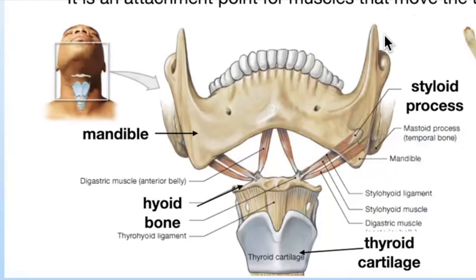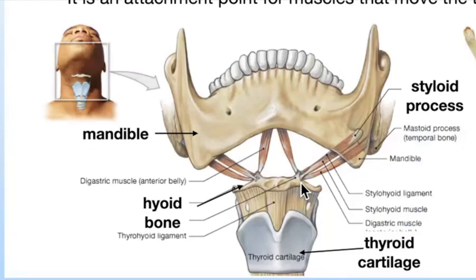So let's look at this picture. The hyoid bone is a horseshoe-shaped bone. It is inferior to the mandible. We didn't learn thyroid cartilage yet, but there's that thyroid cartilage, and the hyoid bone is superior to it. And we see that it's attached to the styloid process, here in this picture, by muscle. So there is no joint between the hyoid bone and any other bone.